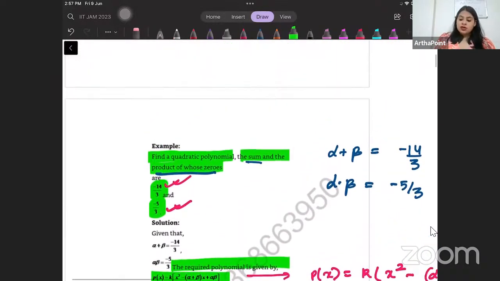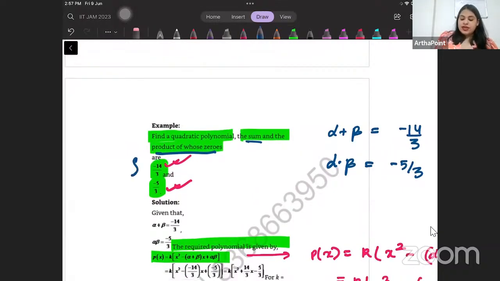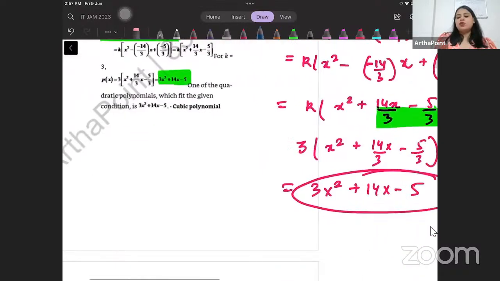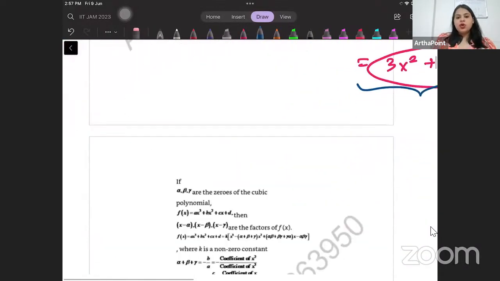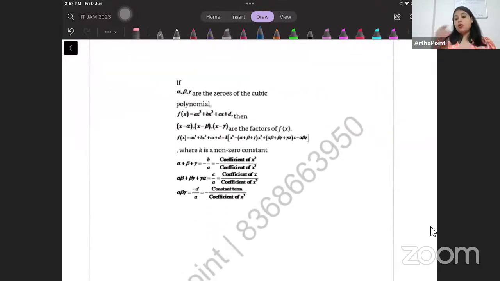So from what is given in the question, they have given me the sum and the product, and I have been able to go ahead and get the required polynomial. Okay. So now is the rule for cubic polynomials.